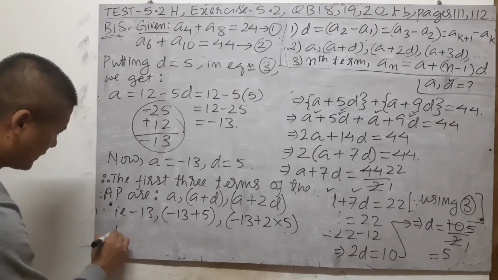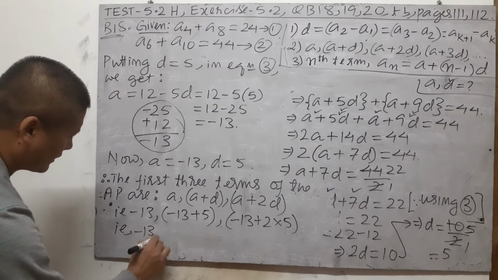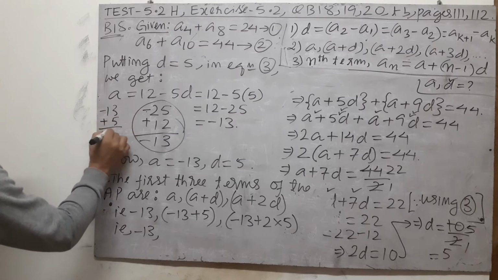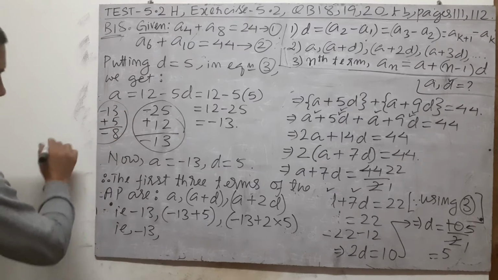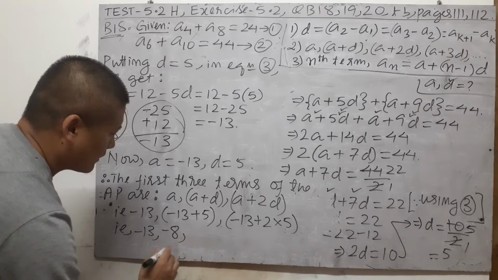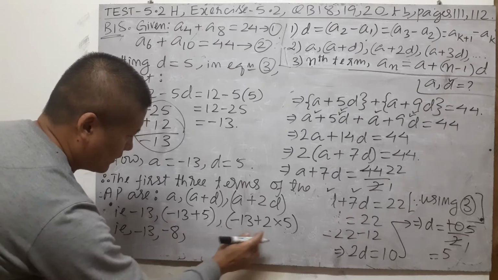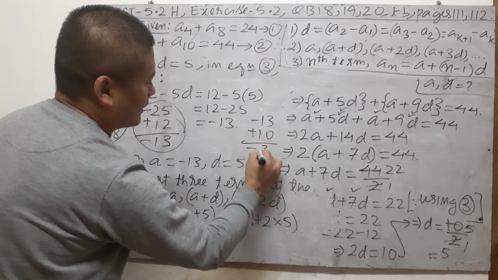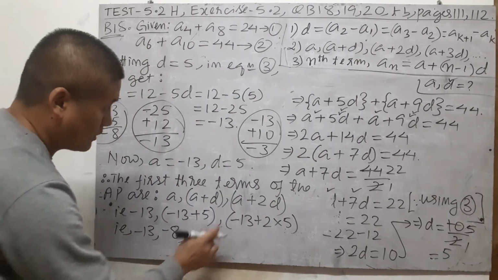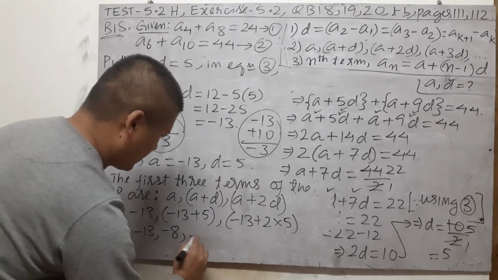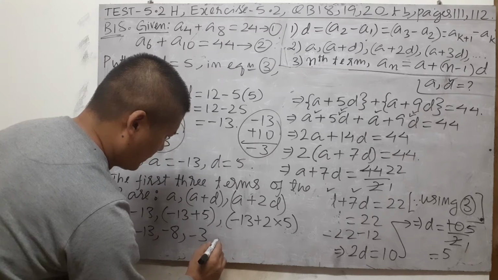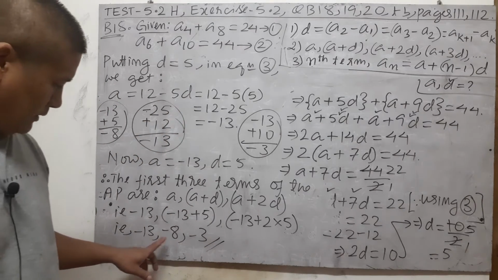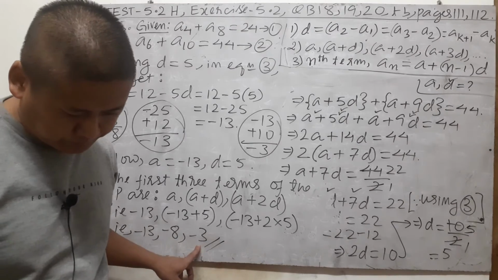So we're going to get here, that is, the first 3 terms are minus 13, and then minus 13 plus 5 is minus 8, subtraction. You can write it on the rough, minus 8, and minus 13, and 2 5s are 10, so minus 13 plus 10 is minus 3 because it's subtraction. Bigger one minus, so here minus. So the first 3 terms of this AP series are minus 13, minus 8, and minus 3.